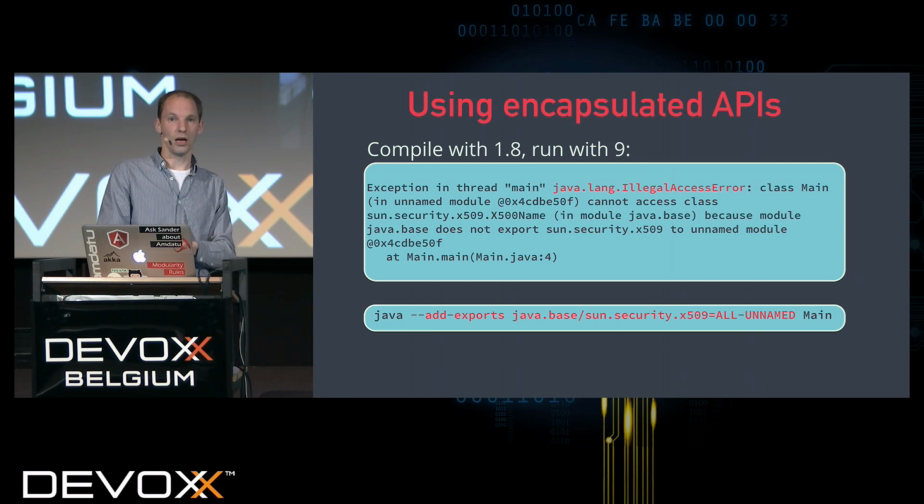Because we're on the class path, we don't have any module defined yet for our own code. So we cannot say we want to export it to module my application, for example, because it's not there yet. So there's a special placeholder called all unnamed, which stands for all code on the class path. So what we're saying here is that we want to export the Sun Security X509 package from the Java base module to the class path so it can use this code, and we don't have to rewrite our code or change our library or whatever.